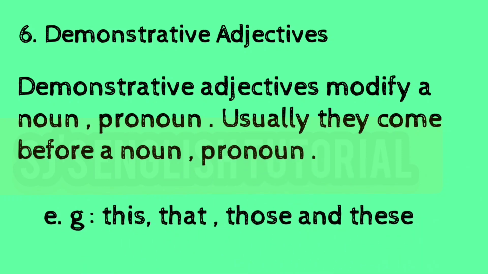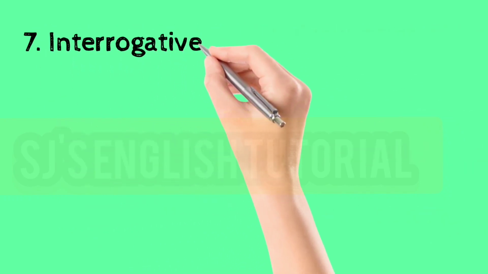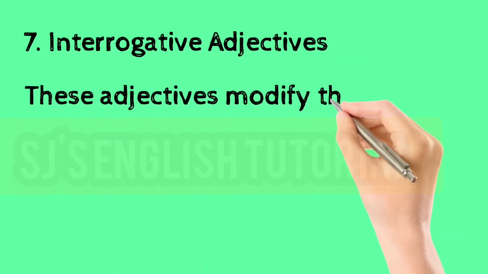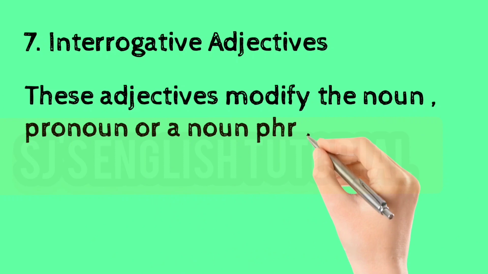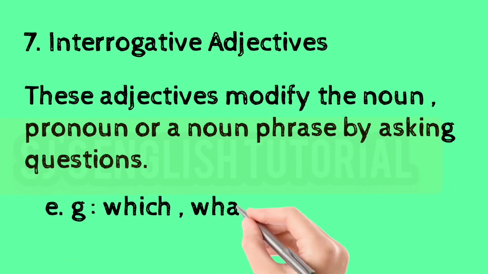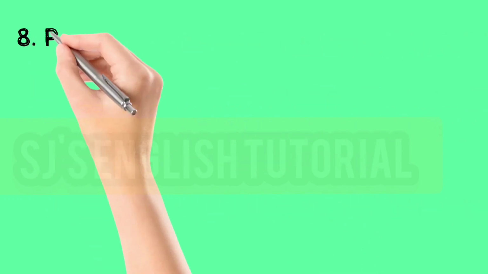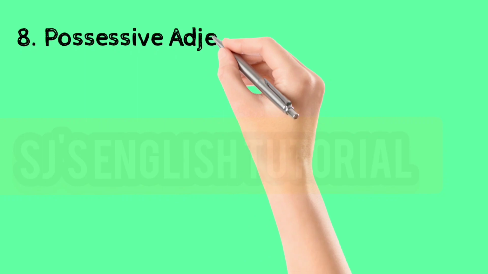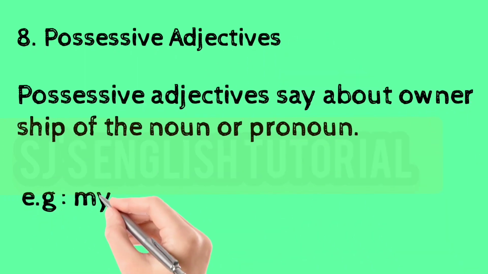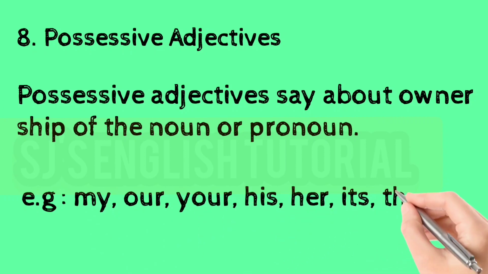Now let us see the 7th type of adjectives, that is interrogative adjectives. Interrogative adjectives modify the noun, pronoun or a noun phrase by asking questions. Example, which, what, etc. are interrogative adjectives. And the last one is possessive adjectives. Possessive adjectives say about ownership of the noun or pronoun. For example, my, our, your, his, her, etc.